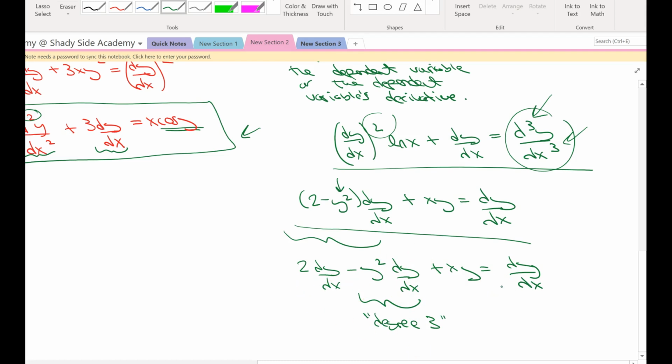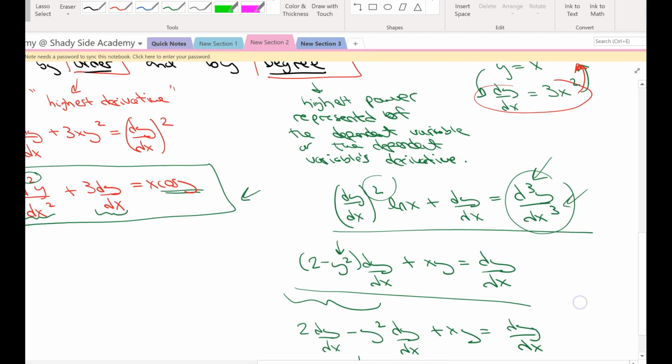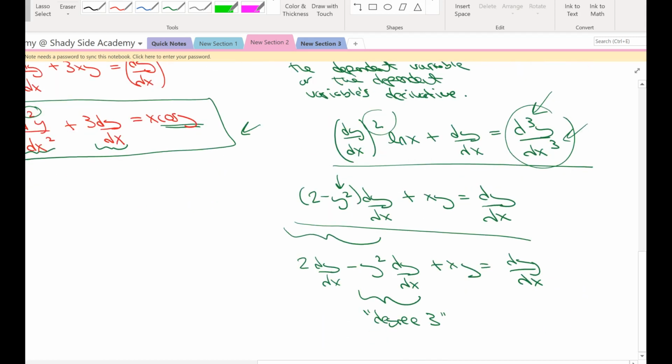So just be careful when you look. You want to look at the highest power represented of the dependent variable or the dependent variable's derivative, but be careful. Sometimes it's not going to be the most obvious. You have to just step back and take a look at it, in the case of something like this, where a single term could be a product of the dependent variable and a subsequent derivative.